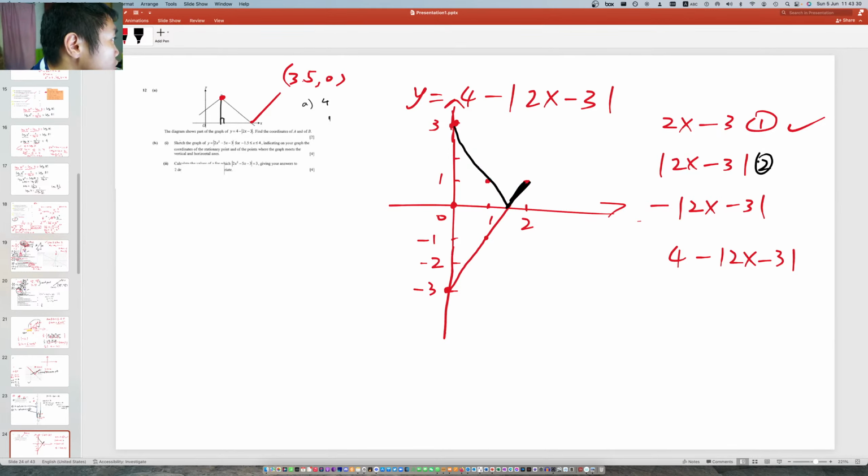This is the 2. Now, you need a minus, right? What's the meaning of minus? So you need to minus everything. Every value you need to minus. So minus 3, 3 becomes 2. So this is the 2. It's in black.